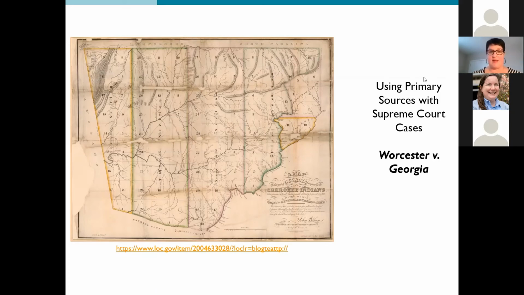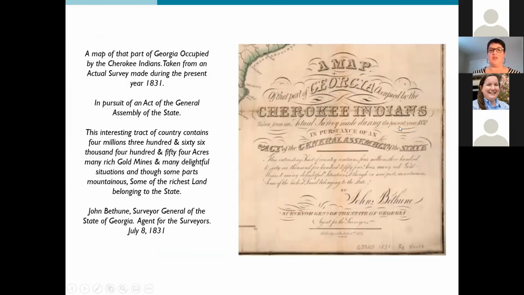So if we go to the next slide, you will see I've enlarged the map where it said that portion of it, and this is what I transcribed: a map of that part of Georgia occupied by the Cherokee Indians, taken from an actual survey made during the present year, 1831, in pursuit of an act of the General Assembly of the state. This interesting tract of country contains 4,366,454 acres of many rich gold mines, and you can see that it continues to describe the land as rich and beneficial. And it would be really great to use with students in conjunction with the court case summary that Jen's put together, along with her primary sources.